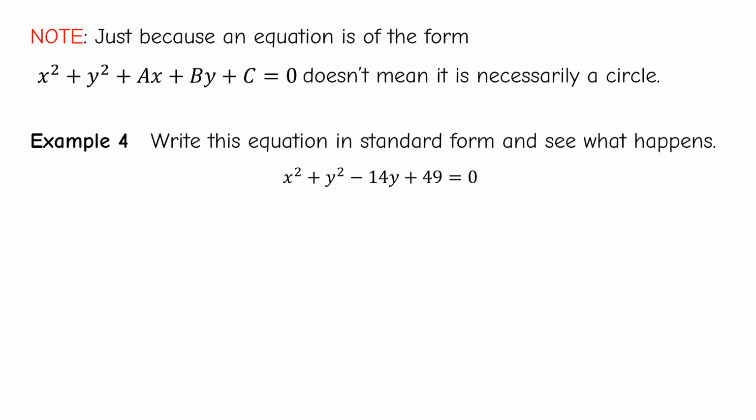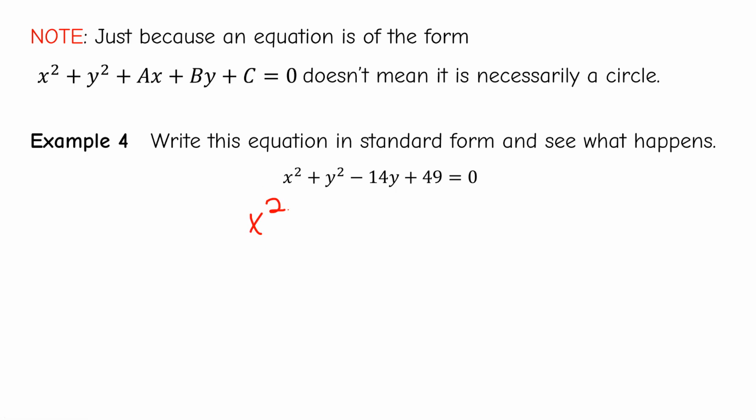Okay, note, just because an equation is of the form x squared plus y squared plus ax plus by plus c equals 0 doesn't mean it is necessarily a circle. So you have to know what's going to go on if this is not. How would you know if it's a circle or not? Well, you can try to write it in standard form and find the center and the radius, and you'll figure it out. So let's do that.